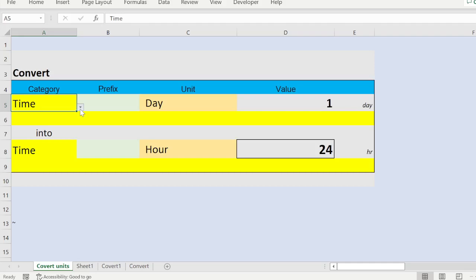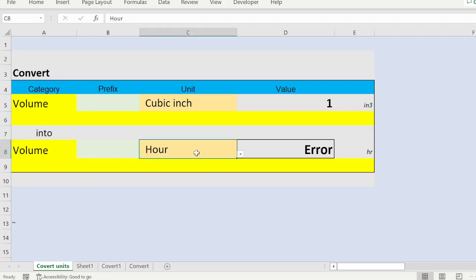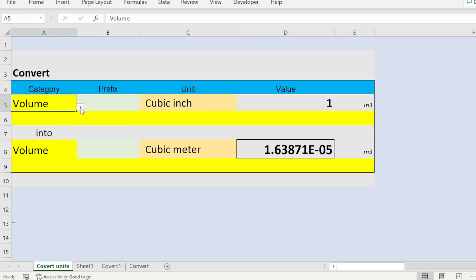Unit to unit. And similarly for volume, you have, okay, cubic inch. 1 cubic inch of volume is equal to what in the other volume? Okay, volume in cubic meter. Okay, this is the value. Similarly, you have a lot of categories, and a lot of units are given here.